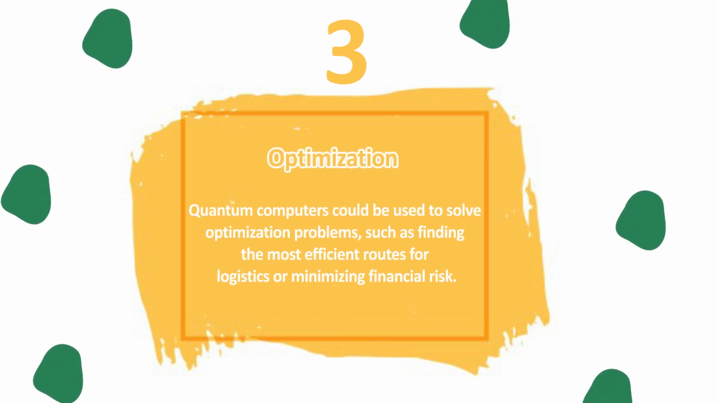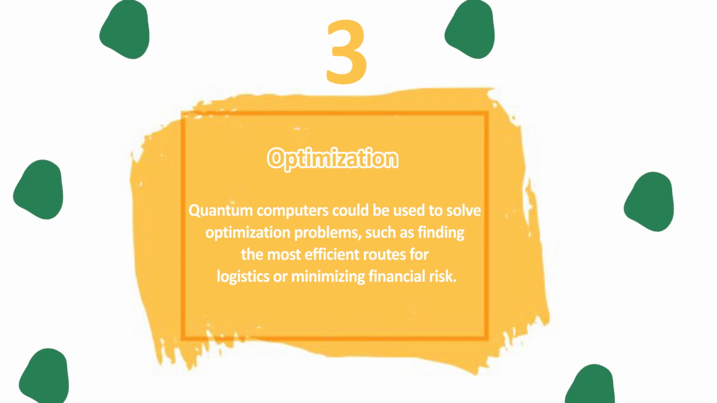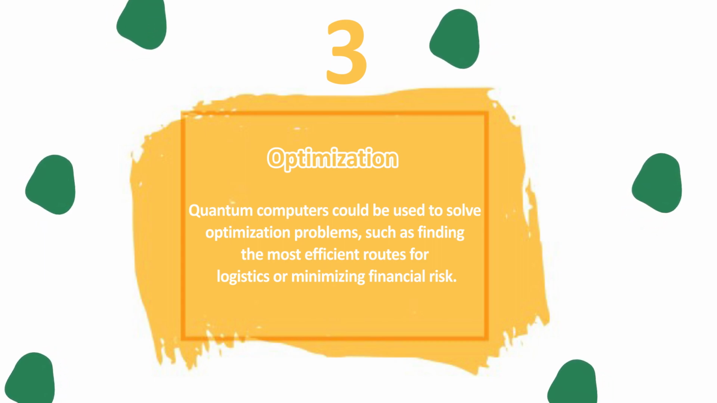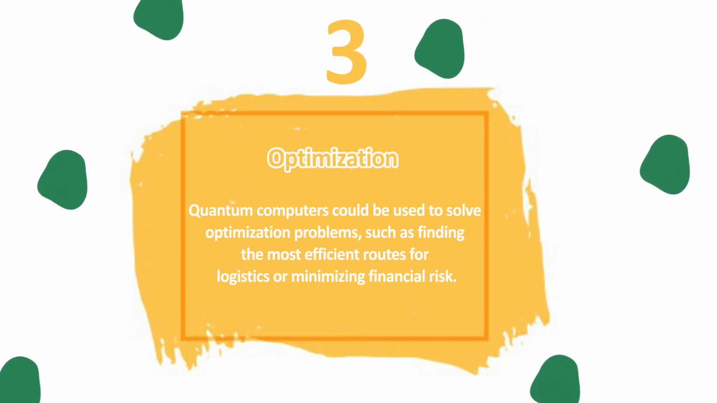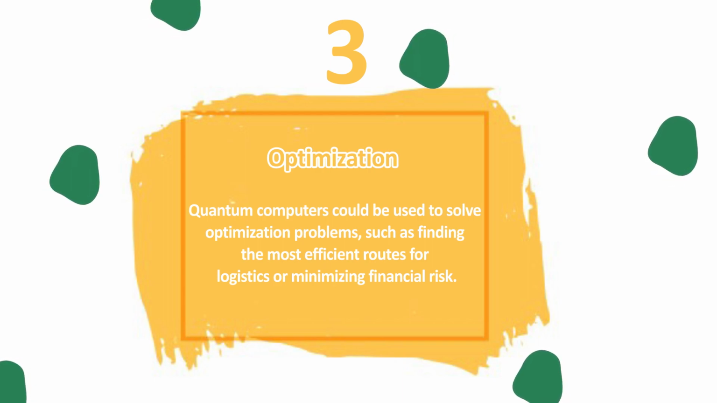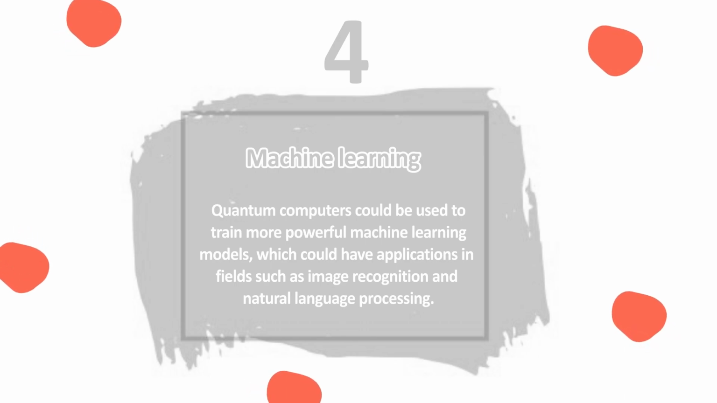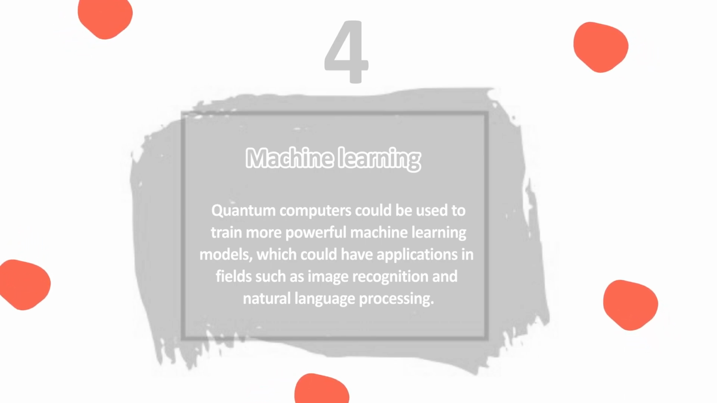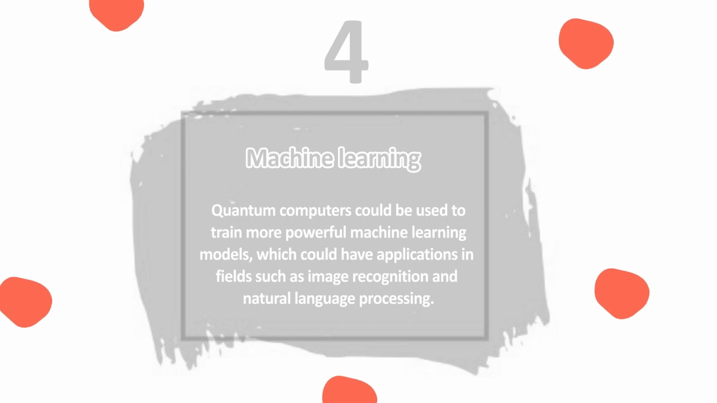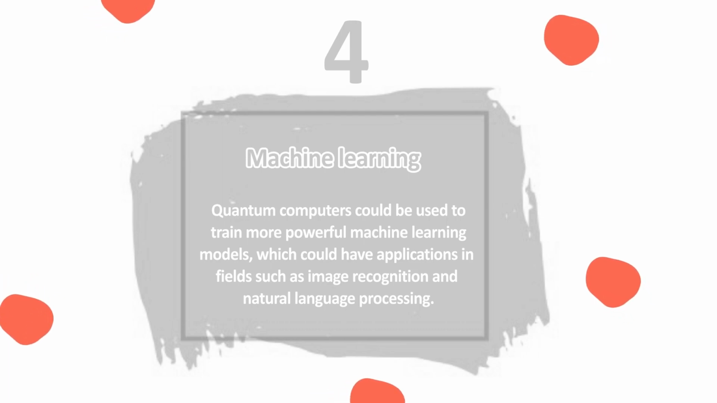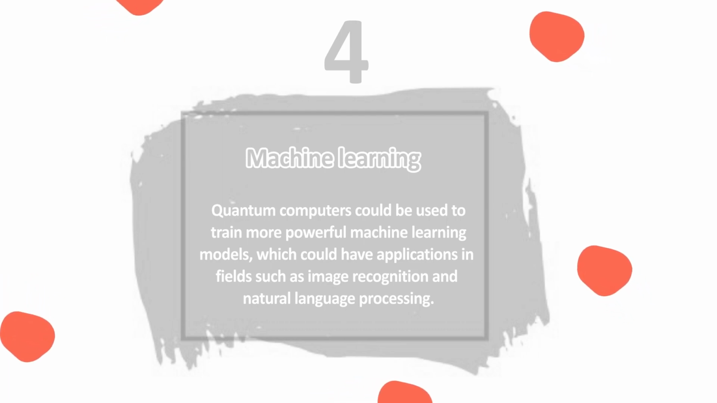3. Optimization. Quantum computers could be used to solve optimization problems, such as finding the most efficient routes for logistics or minimizing financial risk. 4. Machine learning. Quantum computers could be used to train more powerful machine learning models, which could have applications in fields such as image recognition and natural language processing.